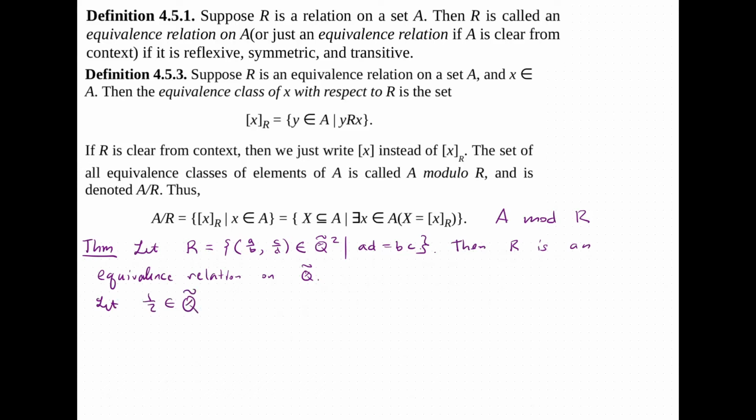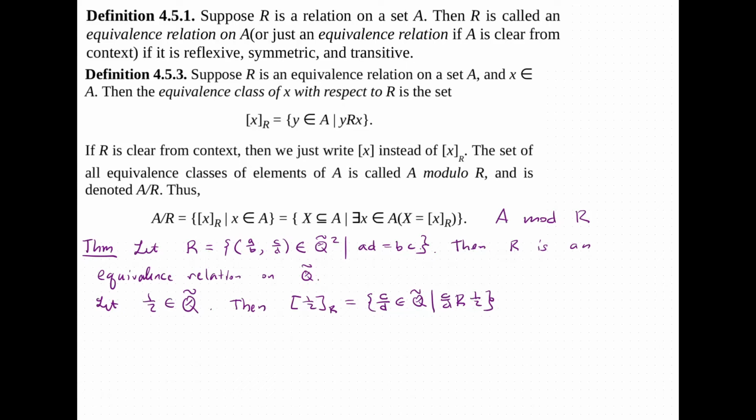So now, if we were to look at the equivalence class of 1/2 under our equivalence relation R that we just considered, we then have that by definition, the equivalence class of 1/2 with respect to R is the set of all Y in A, or Y in Q tilde. And so, because we know that Q tilde is a set of fractions, I'm going to just simply write this as c over d in Q tilde, such that c over d is related to 1/2.